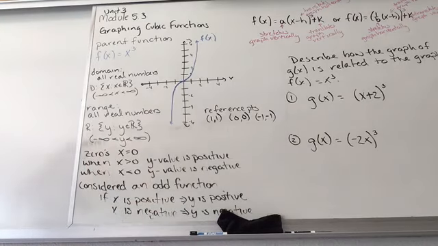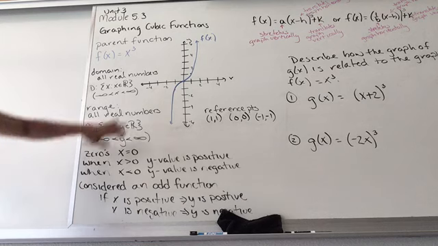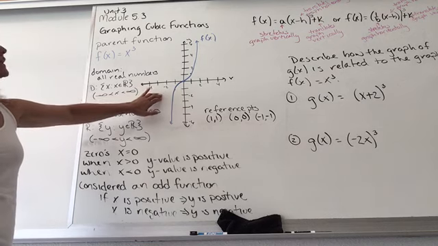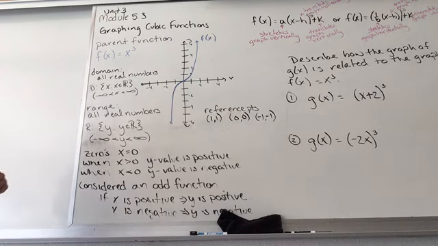All right, so graphing cubic functions. The parent function for a cubic is f of x equals x cubed. It doesn't have any a, b, h, or k. This is what the graph looks like. It makes that little kind of squiggly line.